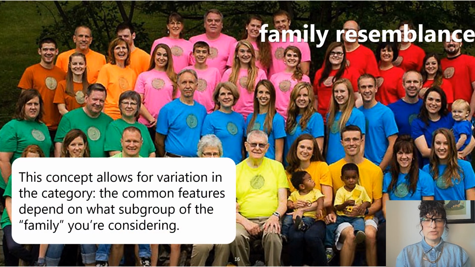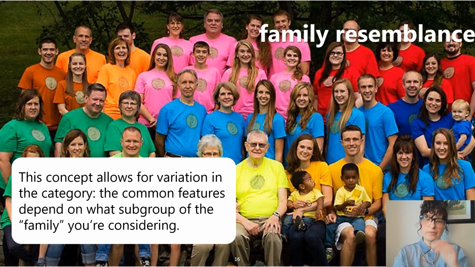This concept allows for variations in the category. The common features depend on what subgroup of the family you're considering. So some family members will have the same hair color. Some family members will have the same shape of eyes. Some will have similar body types. But we can apply this to non-family categories also, like dogs. Most are going to have four legs. Lots are furry. Many have tails. But there are different body types, colors, fur types, faces, etc. So with family resemblance, there's no pressure for every member of the category to meet the same set of criteria, only a subset of criteria. And that subset is variable.